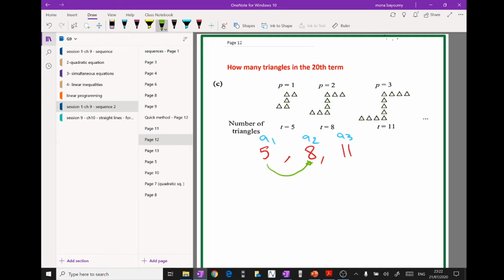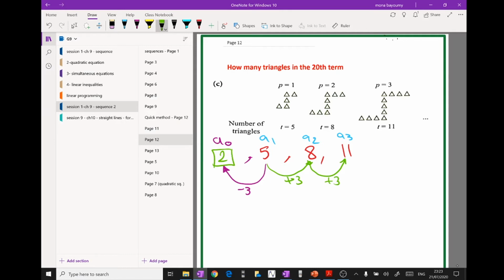8 minus 5 is positive 3. 11 minus 8 is positive 3. So now we want to find the 0 term. To find the 0 term, I have to inverse the operation. Here it is positive 3, or plus 3, so I will subtract 3. 5 minus 3 will be 2.